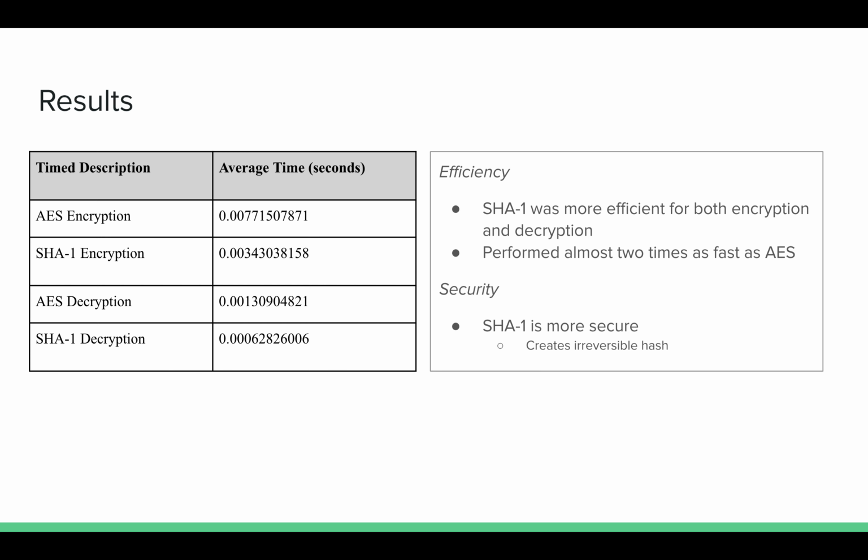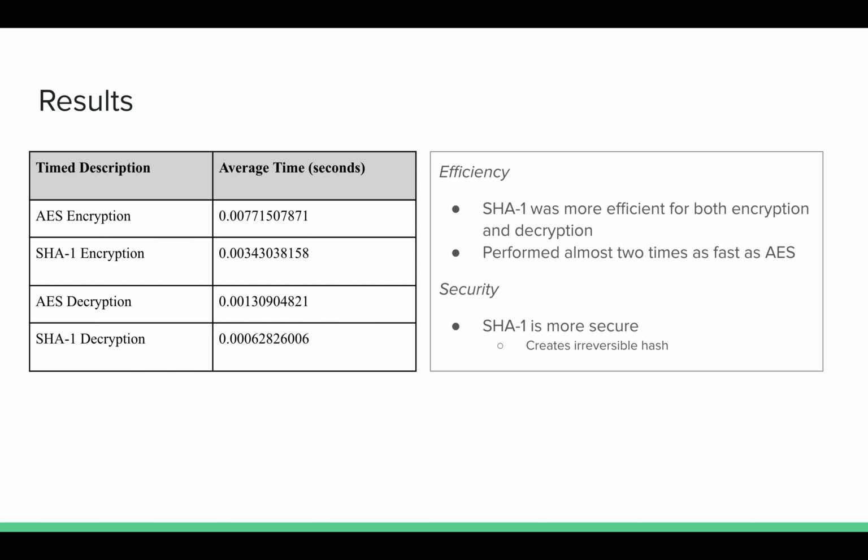So if a hacker were to hack into the database and see the list of passwords that were encrypted using SHA-1, they would have absolutely no way to get back to the original password. And because it creates a fixed length string coming from a variable length string, a hacker would have no information on the plain text password at all.